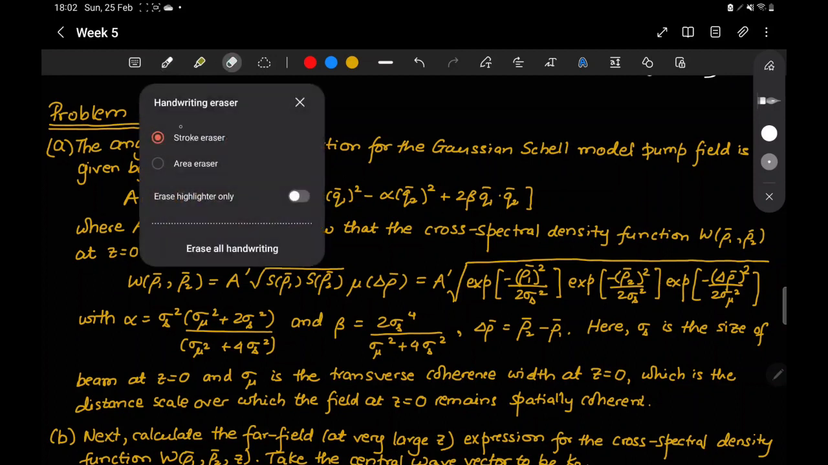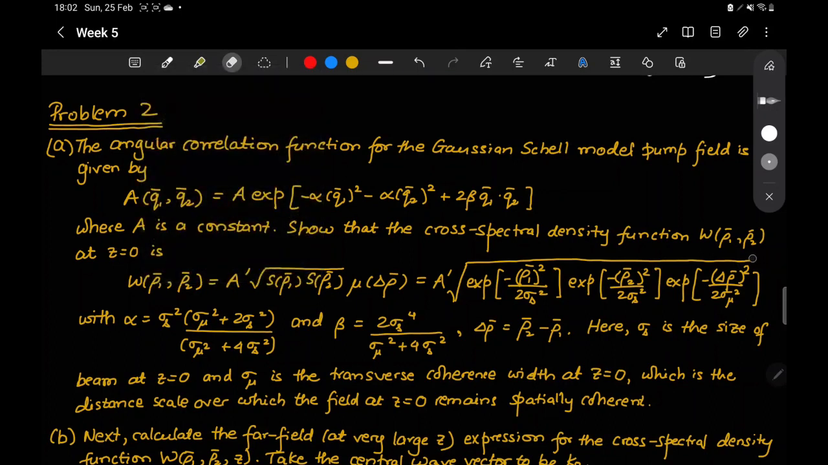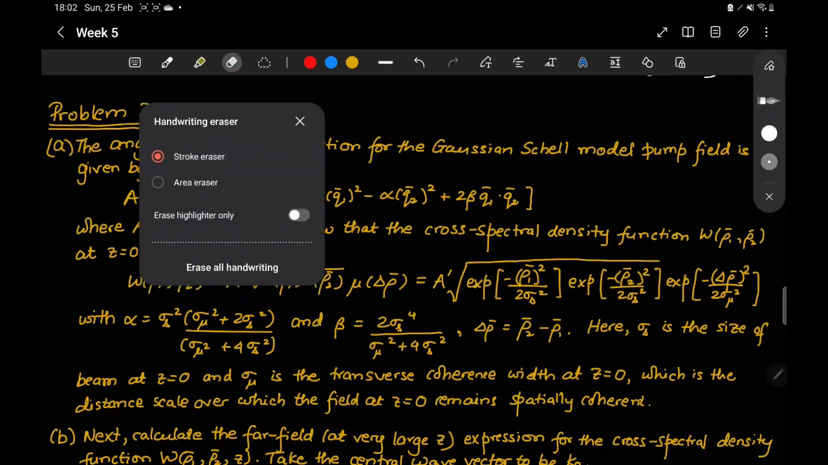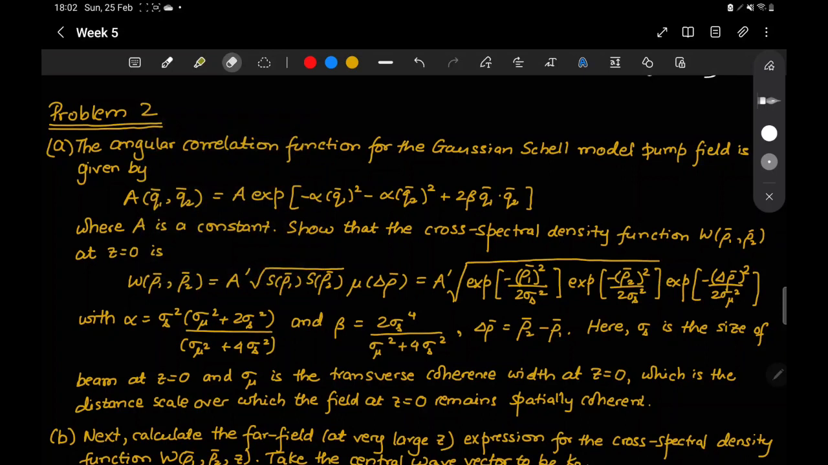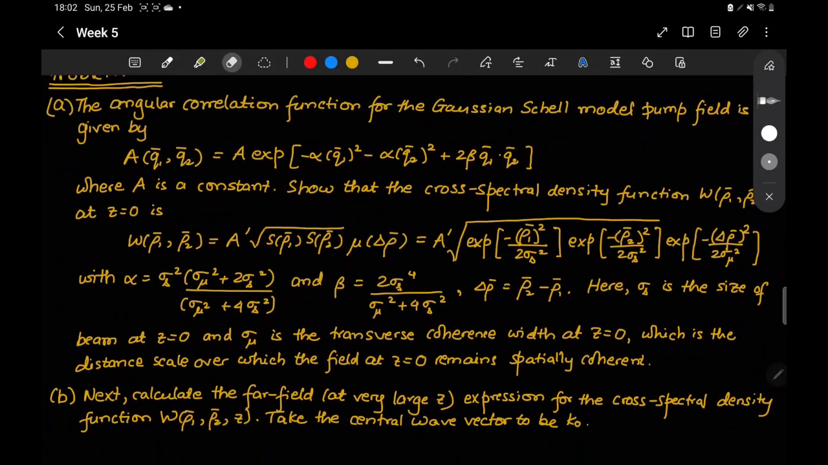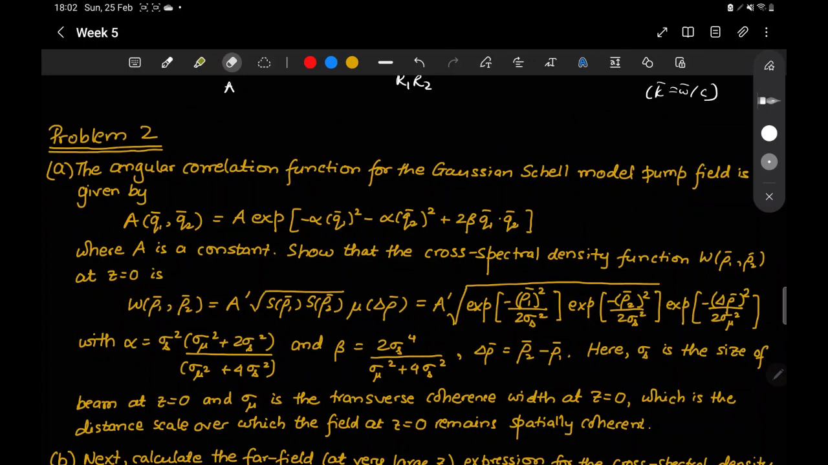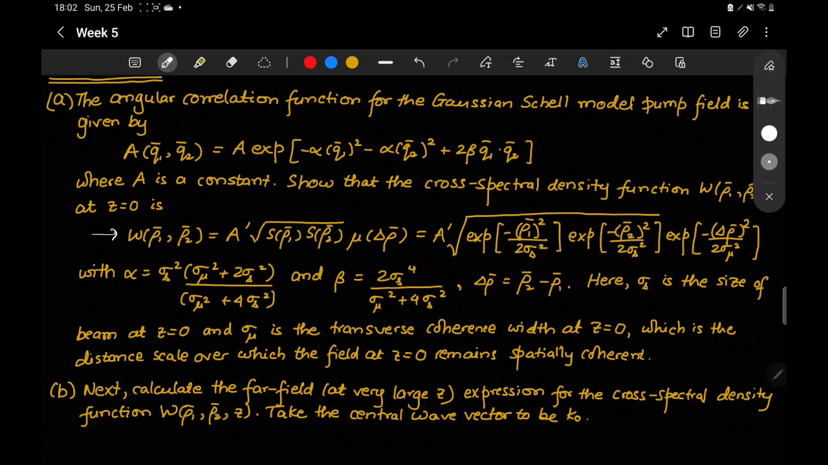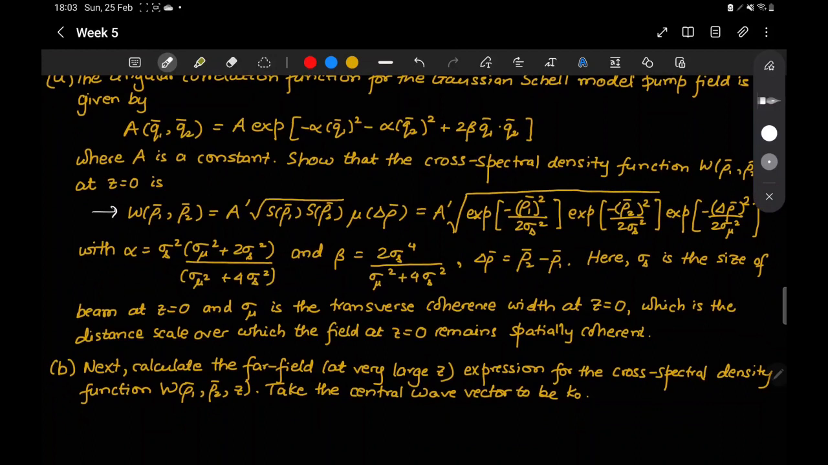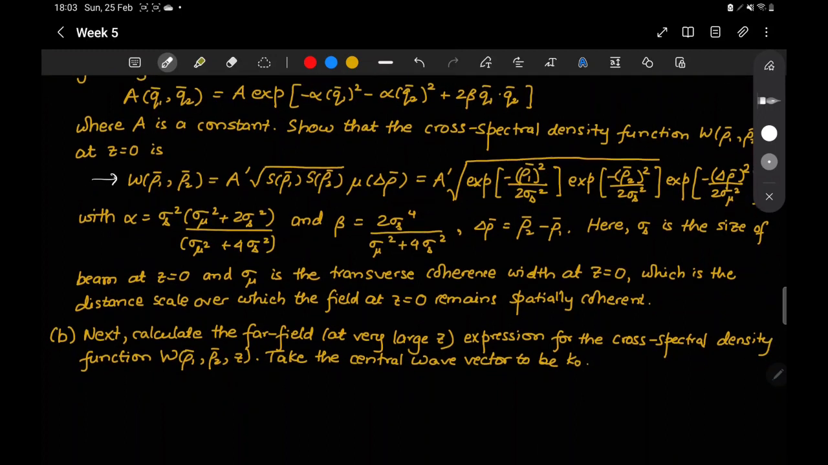So the square root is only up until the first two exponentials. So we need to show that the cross spectral density function for the Gaussian shell model is this expression over here. And this is at z equal to 0. Sigma mu is the transverse coherence width at z equal to 0. And transverse coherence width means the distance scale over which the field at z equal to 0 remains spatially coherent.